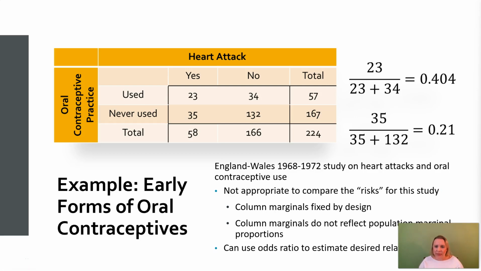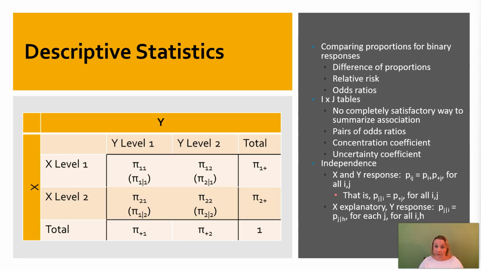And so here it would not be appropriate to compare the risk for this study because the column margins are fixed by design and they do not reflect the population marginal proportions. So here we may need to use an odds ratio to estimate our desired relative risk value for this study. So here we're looking at 58 people having had heart attacks versus 166 people having a heart attack. That's not exactly representative of our general population of people who have had heart attacks to begin with.